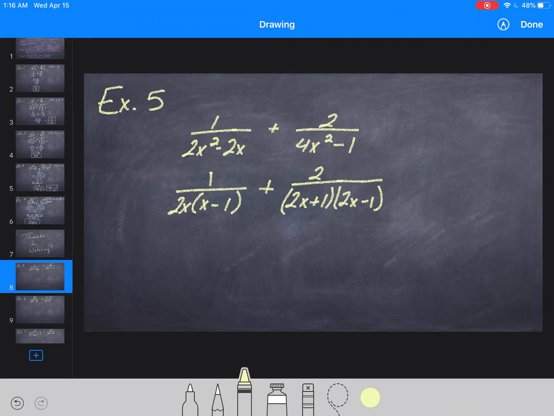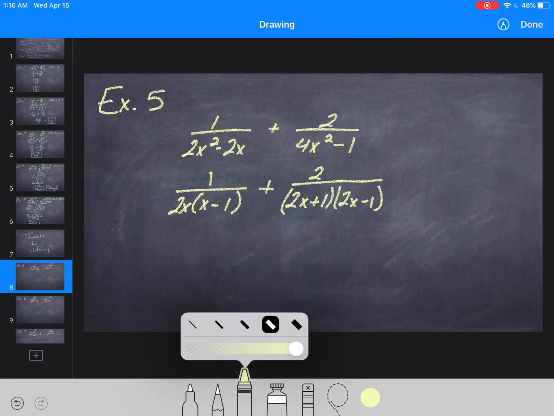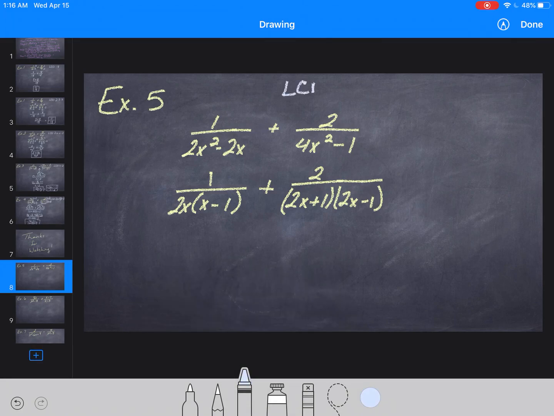Now I would figure out what my least common denominator was. Don't forget, your least common denominator must contain all of the factors from your denominators. I have a 2 in my denominator, so I must have a 2 in my least common denominator. I have an x in my denominator, so I must have an x in my least common denominator. I have an x minus 1 in my denominator, so I must have an x minus 1.